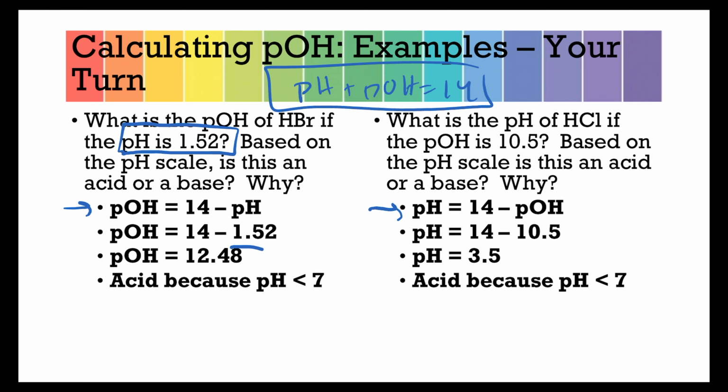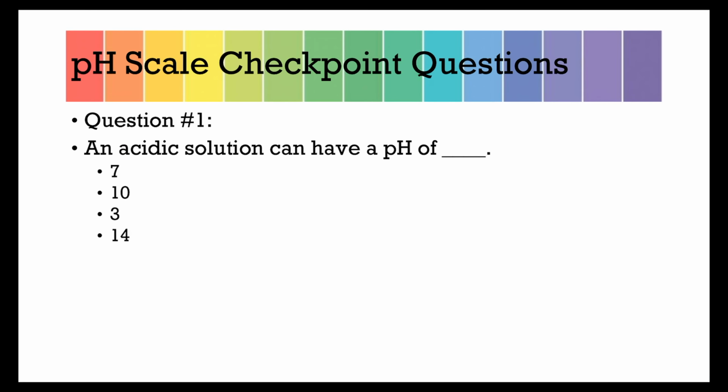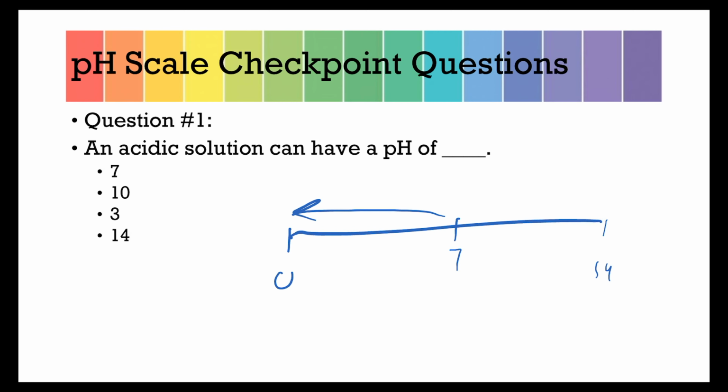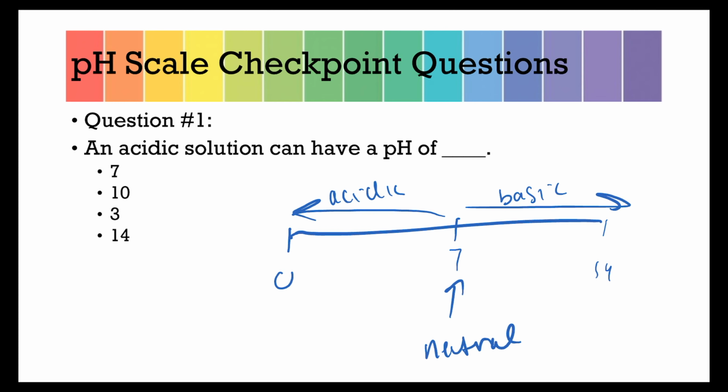Let's go into some checkpoint questions. So, number 1, it says an acidic solution can have a pH of, remember, here is your scale. Here is 7, 0, 14. Anything lower than 7, you are acidic. Anything bigger than 7, you are basic. If you are 7, you are neutral. So if you're acidic, the only number lower than 7 is 3.